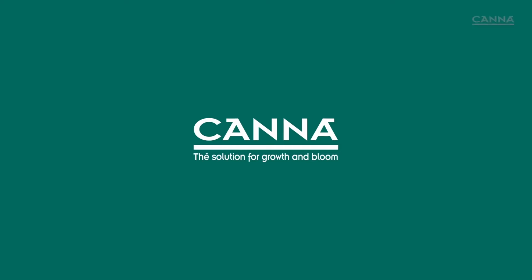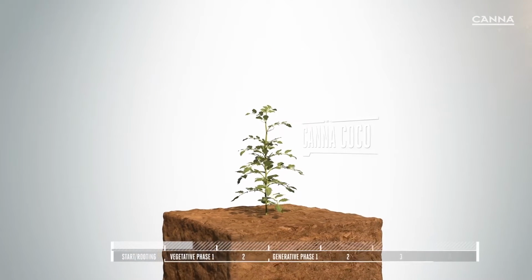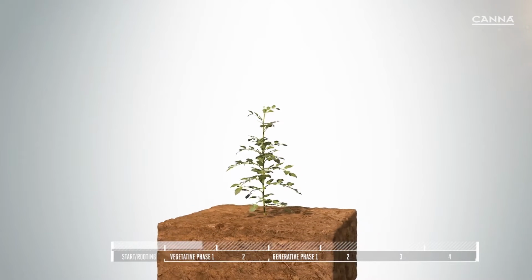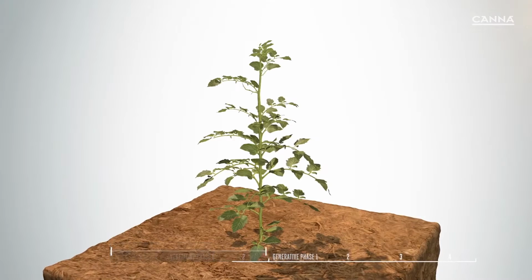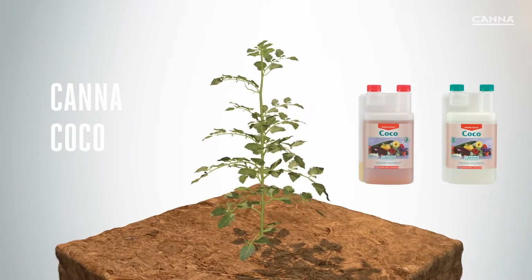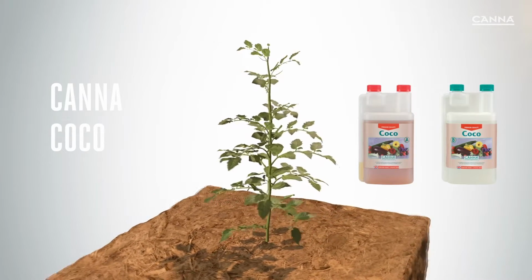For a plant to achieve its full potential, it needs proper care and nutrition. As specialists in the field of growing, we welcome the opportunity to give you all the information you need. Canna Coco A and B nutrient is used throughout the plant's vegetative and generative phases.